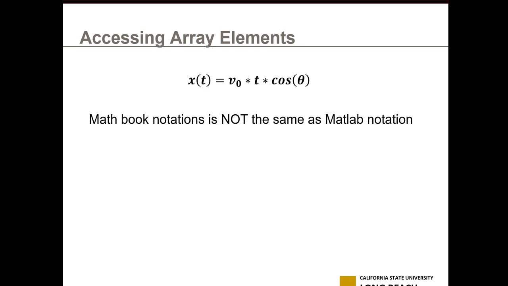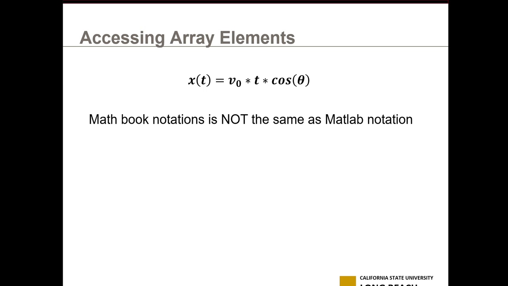Many of you in our lab this past week probably saw the equations in problem 5 and tried to duplicate them in MATLAB. And there were many times where I said, look, the notation that we're used to seeing as math people is math book notation. Look at the equation at the top. x parentheses t is equal to v naught times t times cosine of theta. Now what this really means in a math book sense is that x is a function of t.